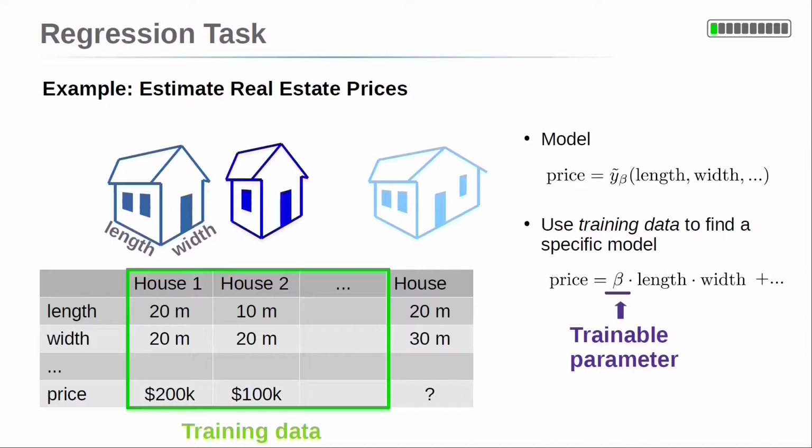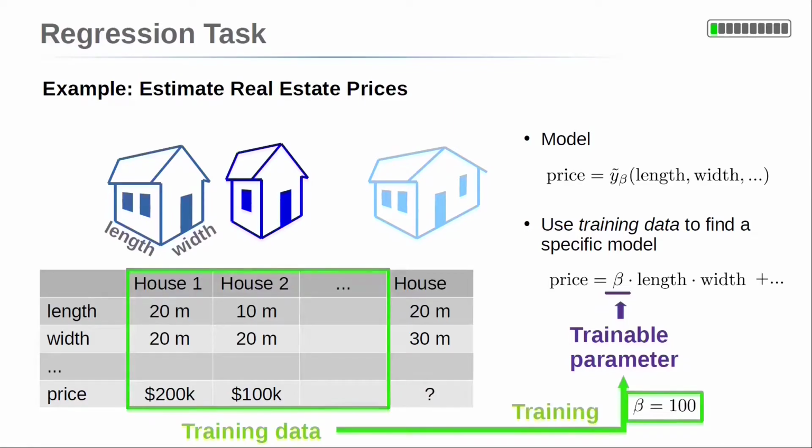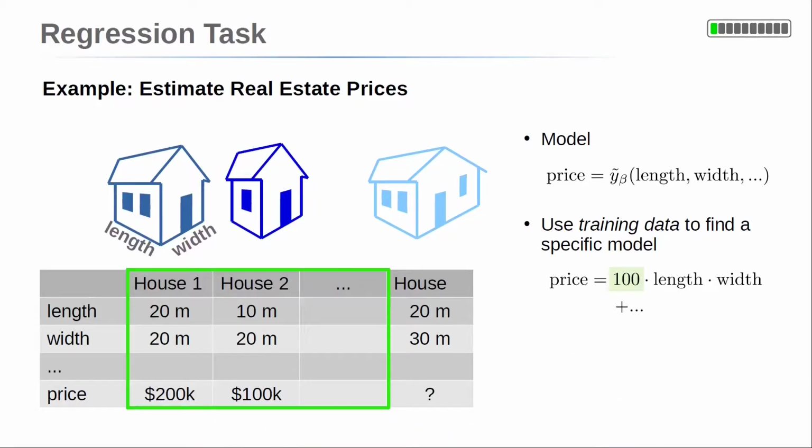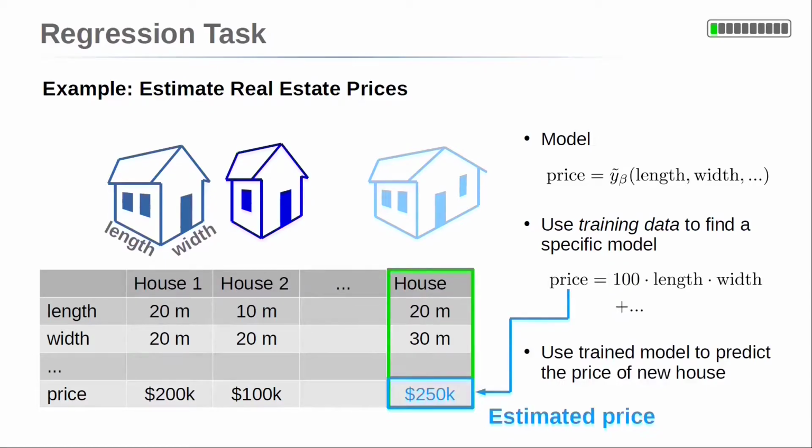These trainable parameters are determined by fitting the model to data. This data, used to determine the parameters, is called training data. For our example, the training data is highlighted in green in the data table. So the model parameters are specified by training. The trained model can then be used to estimate the house price of a house with an unknown price.